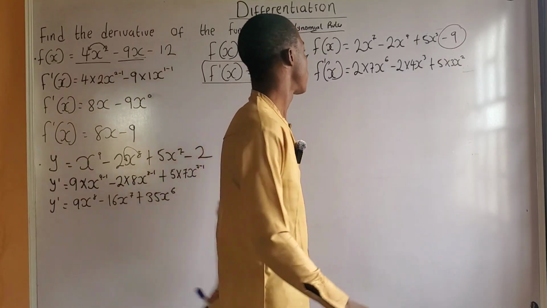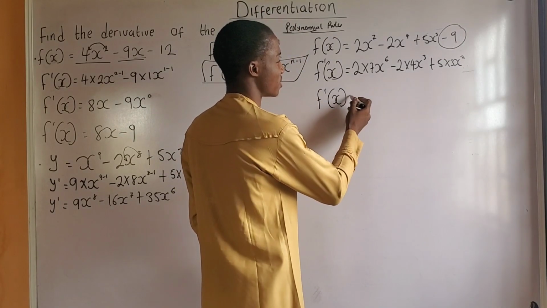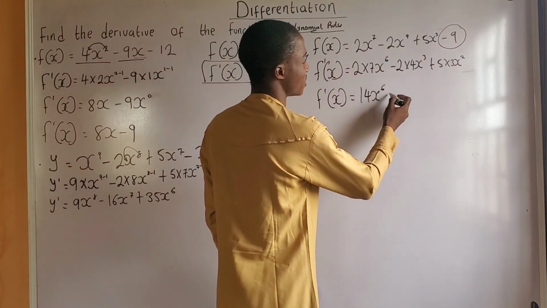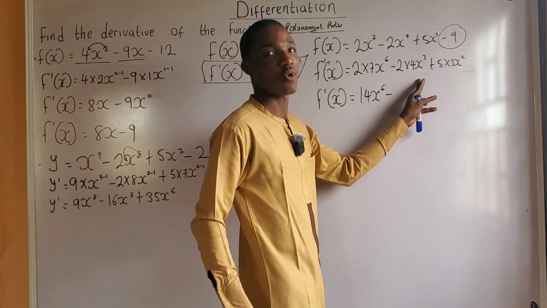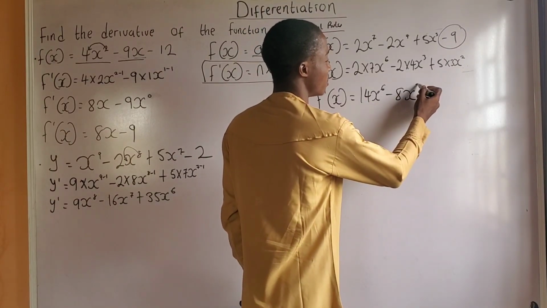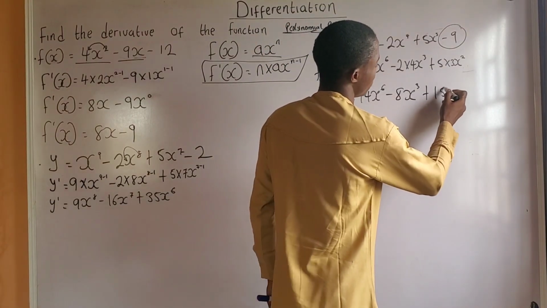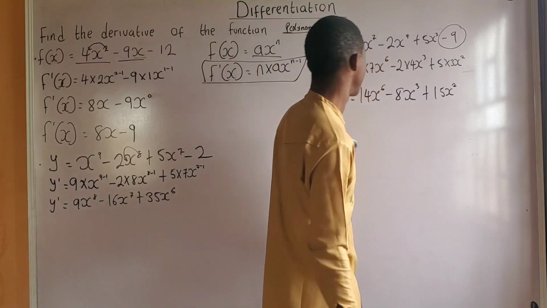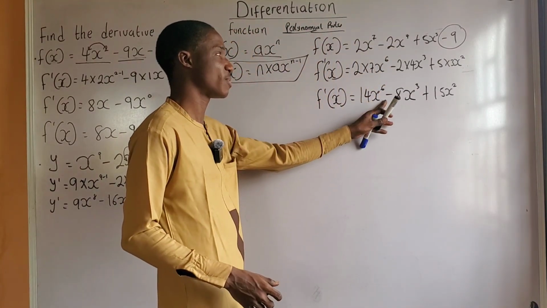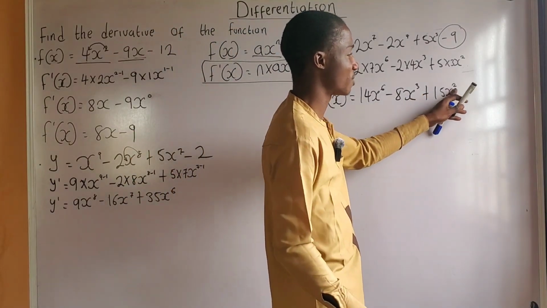Do you understand? So for this, the derivative of f of x will be equal to 2 times 7 is what? 14. So I'm going to have 14x raised to the power of 6 minus negative 2 times 4. That is what? Negative 8. Negative 8x raised to the power of 3 plus 5 times 3 is 15, 15x squared. Okay, so the derivative of this function is 14x to the power of 6 minus 8x to the power of 3 plus 15x to the power of 2.